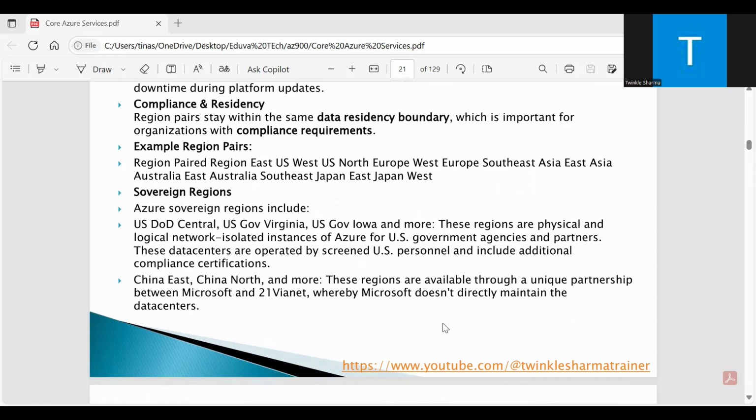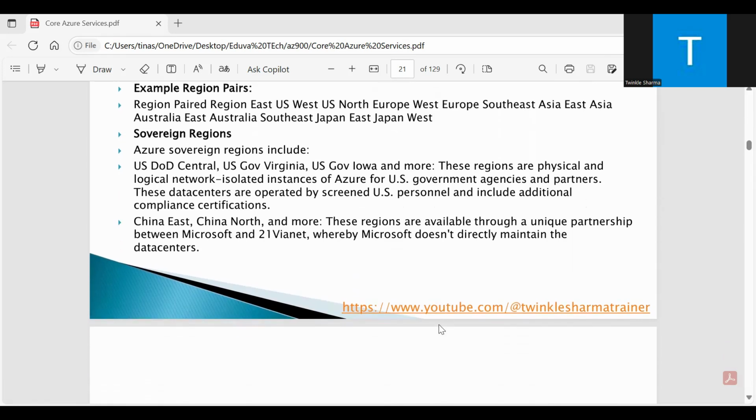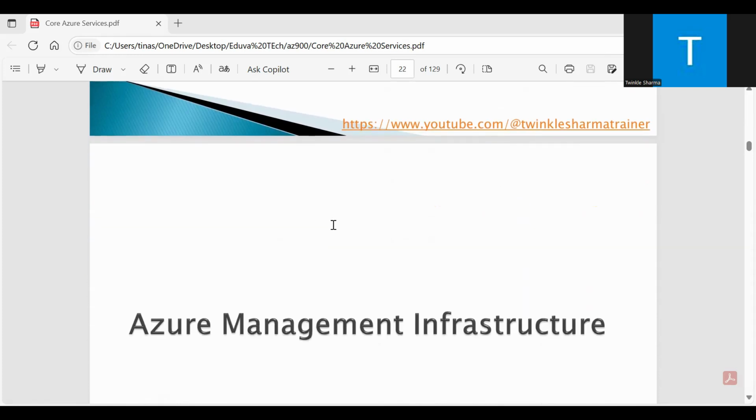Sovereign regions. Azure sovereign regions include US Gov Central and others. These are logically and network isolated instances of Azure for US government agencies and partners. These data centers are operated by screened US personnel and include additional compliance certifications. Then China East, China North, and so on. These regions are available through a unique partnership between Microsoft and 21Vianet, whereby Microsoft does not directly maintain the data centers.